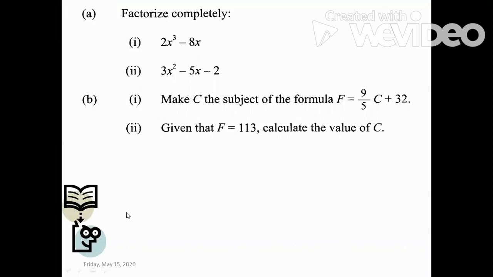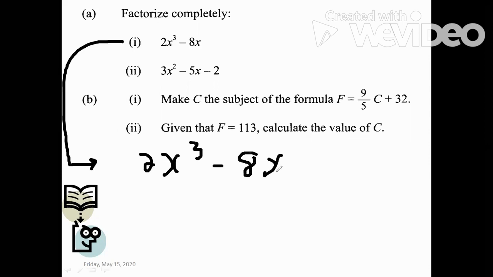All right, so okay, let's look at part A. So it says factorize. That's what we're going to do. All right, so clearly it's not a difference of two squares. It's factorizing powers. Whenever we are factorizing with powers, we use the lower power number.